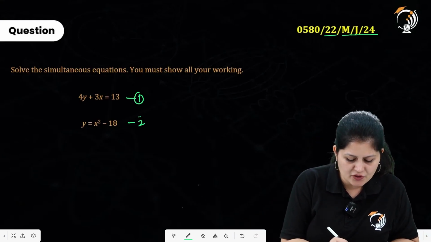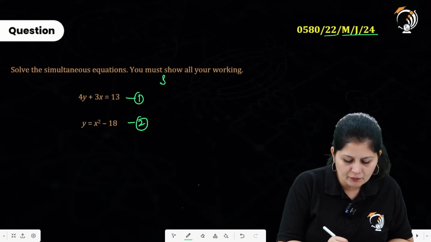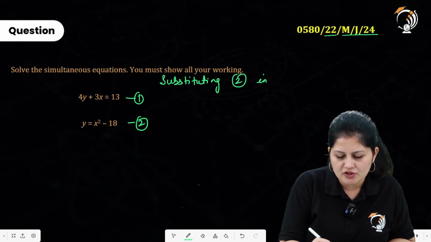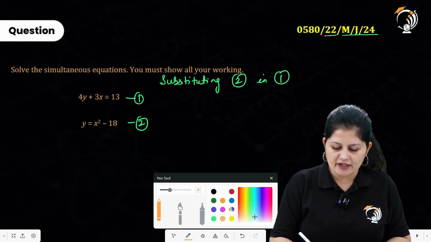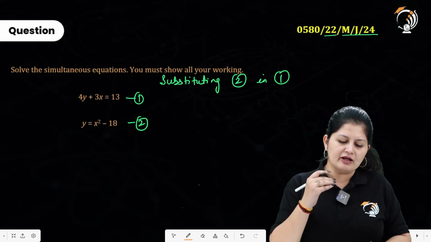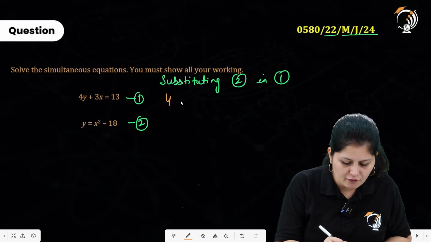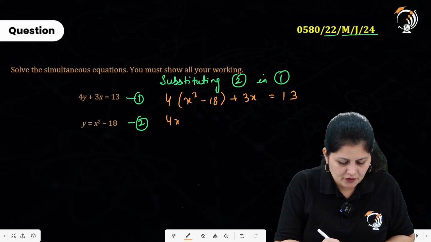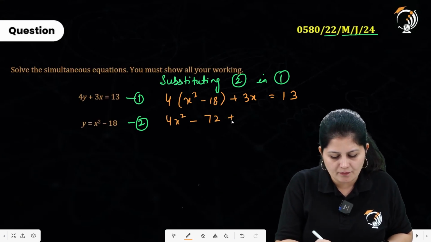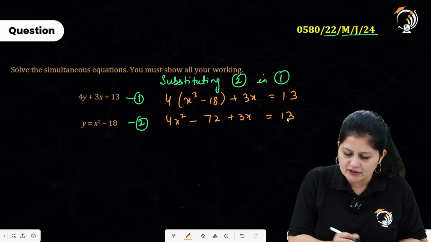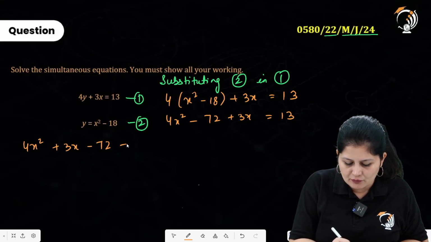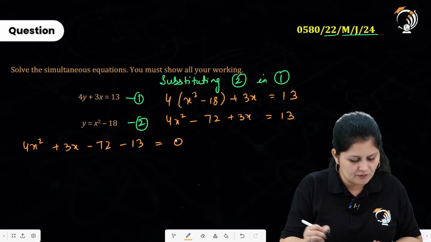So let's take this as equation 1 and this as equation 2. What we will do is simply substitute y from equation 2 into equation 1. That is what we are going to follow here. So if I put the value of y in equation 1, that is going to be 4 multiplied with x square minus 18 plus 3x is equal to 13. So this is going to be 4x square minus 72 plus 3x is equal to 13. Further on solving this, we are getting 4x square plus 3x minus 72 minus 13 is equal to 0.